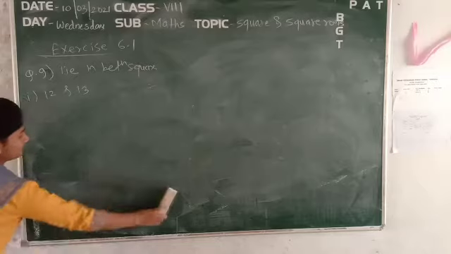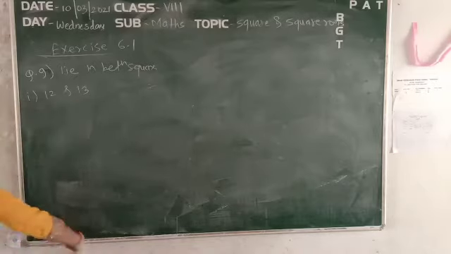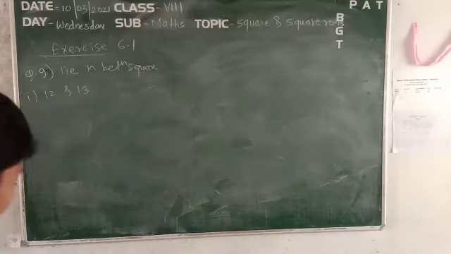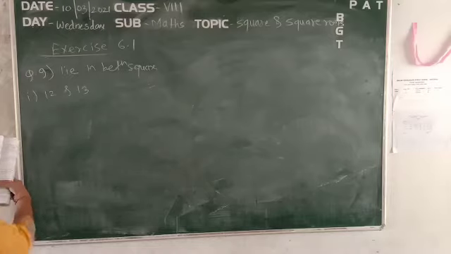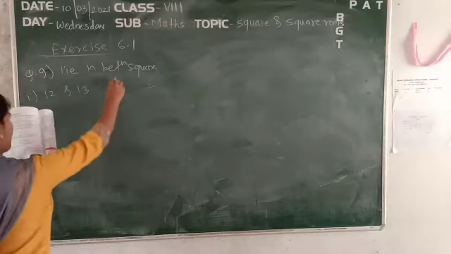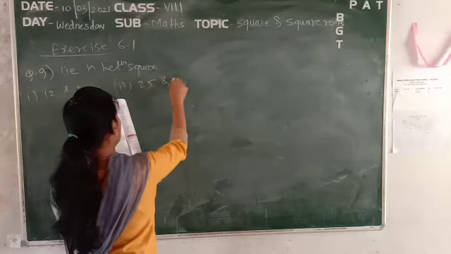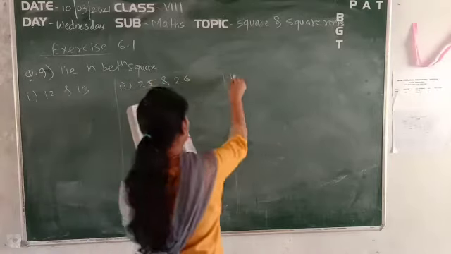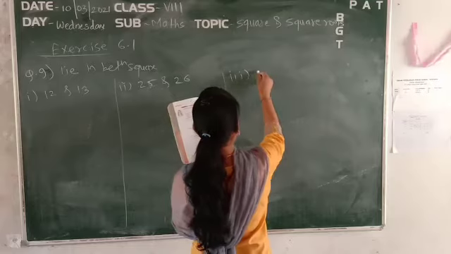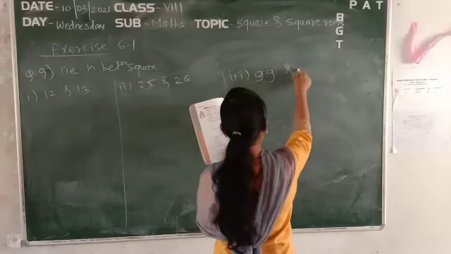Okay, clear? Now see, you are given 2 numbers. The second question has 25 and 26, and the third question has 99 and 100.